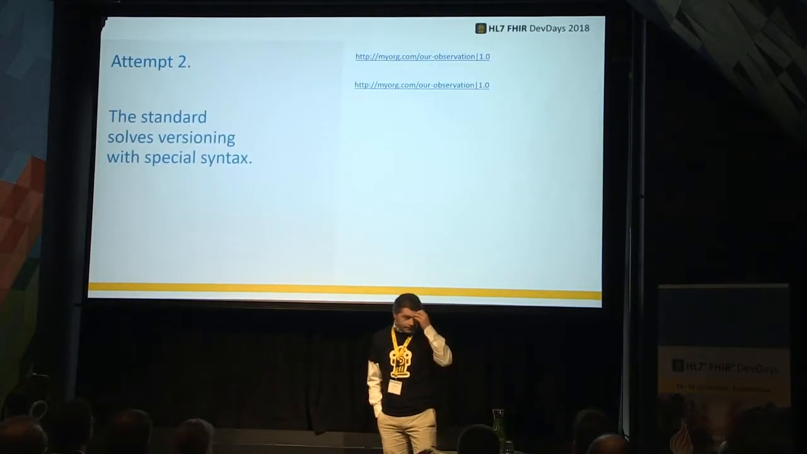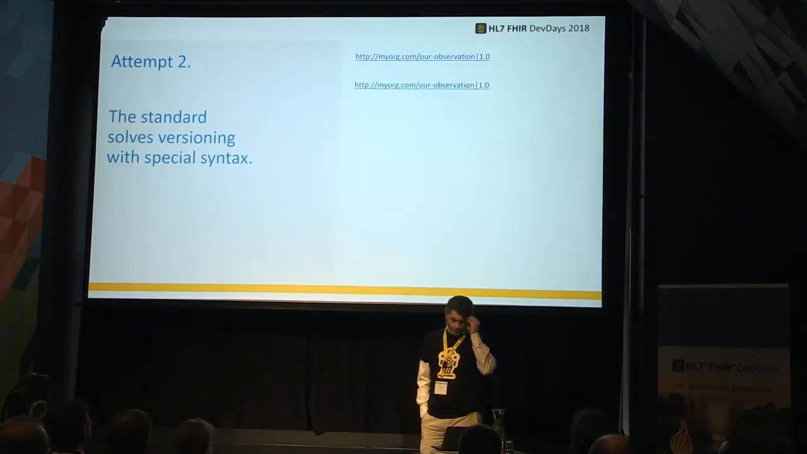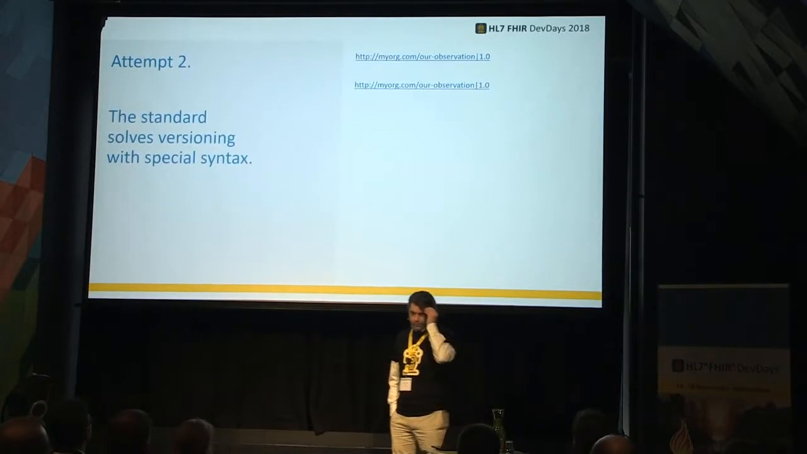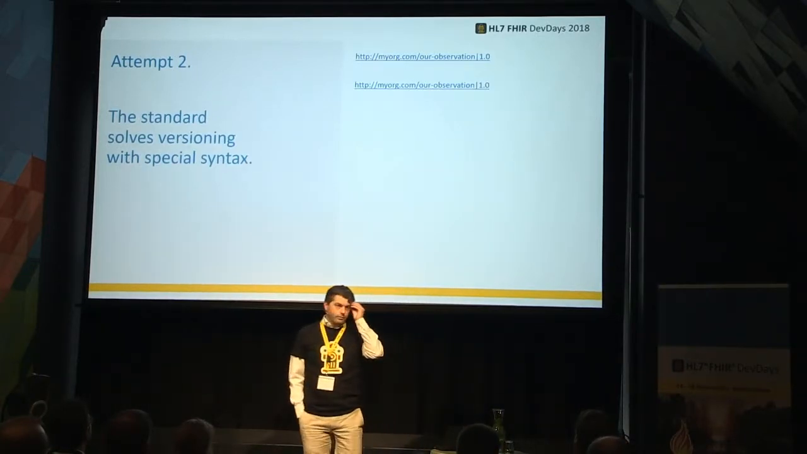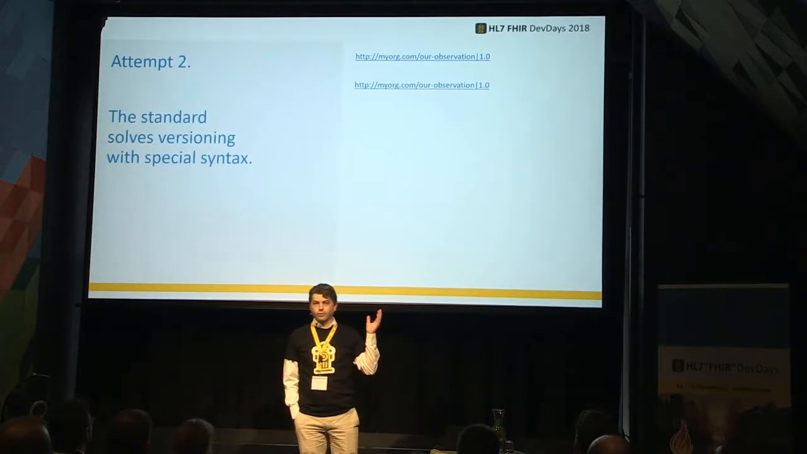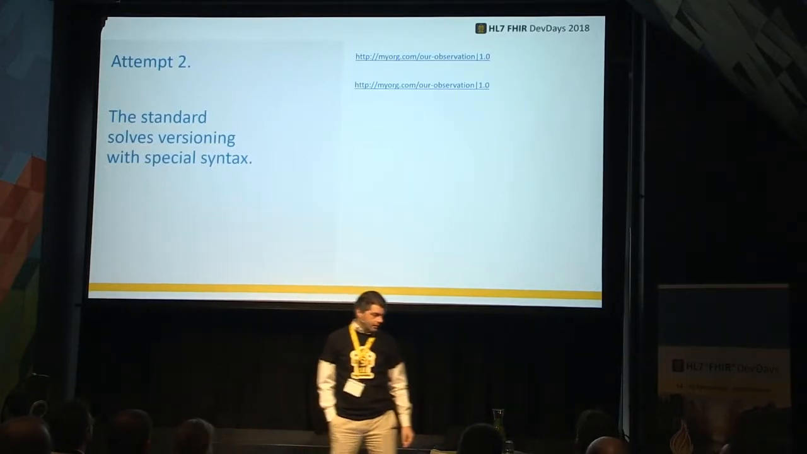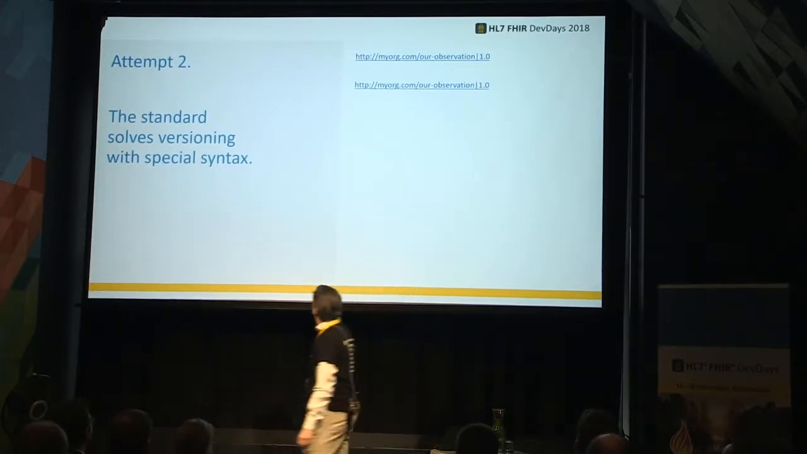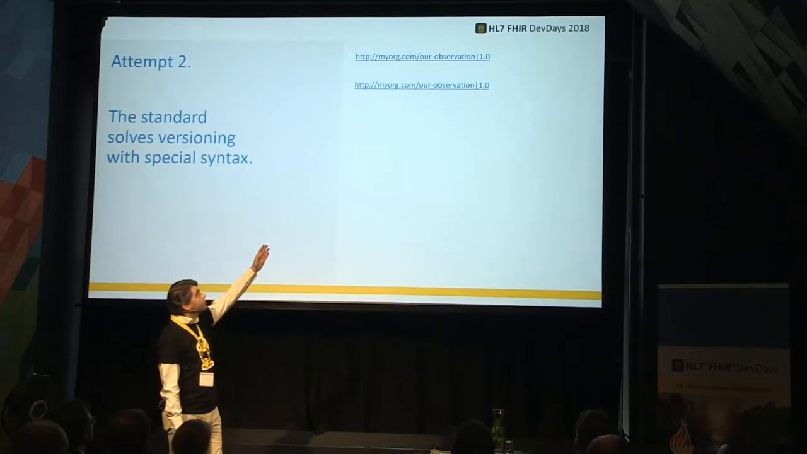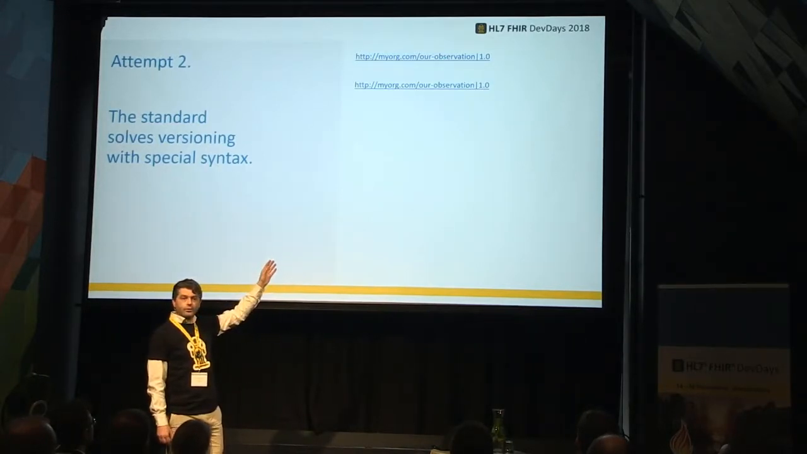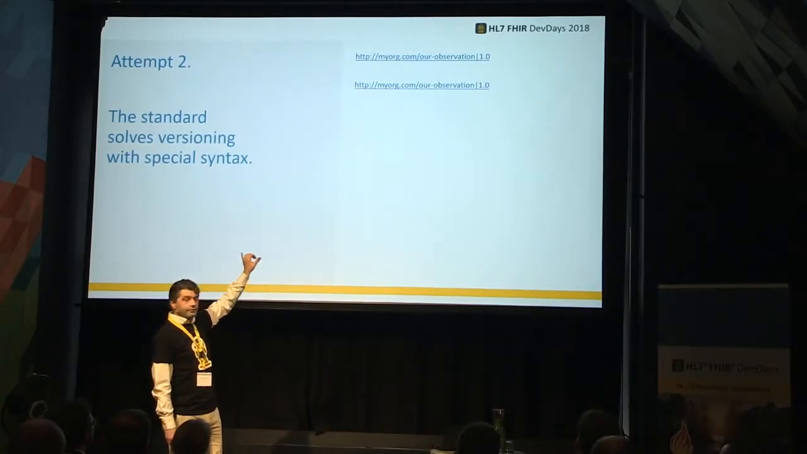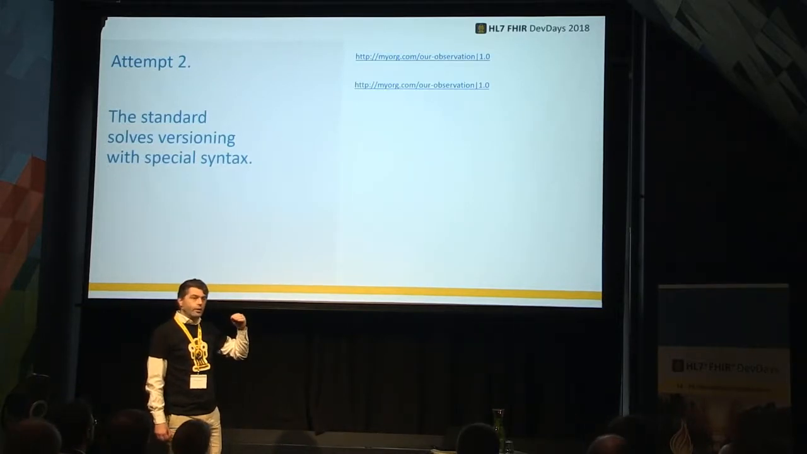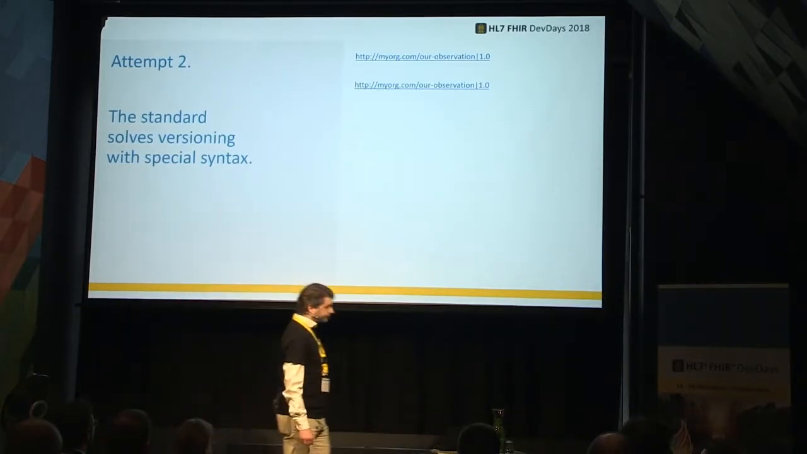So the second attempt that we did in FHIR was to think, what can we do to keep the power of a canonical URL and have the version in it? And that is by inventing a special syntax with a pipe token. So the pipe that you see here is not part of the canonical URL, it's part of the canonical reference. The canonical URL identifies the resource, and the version number behind it just refers to which version of that canonical we're talking about.